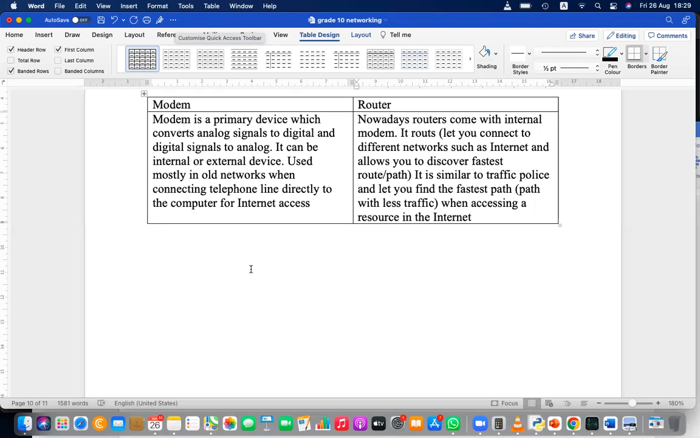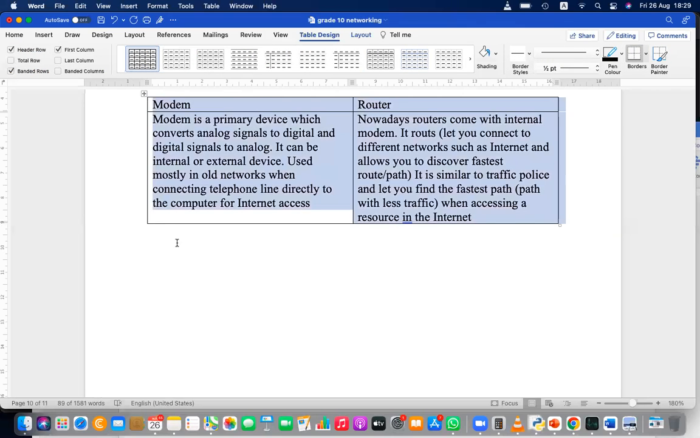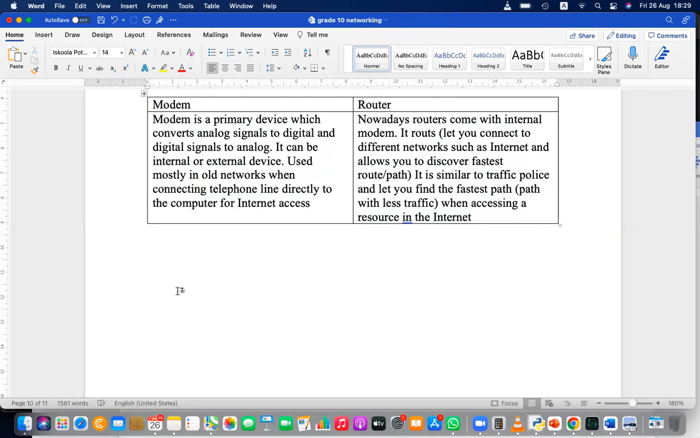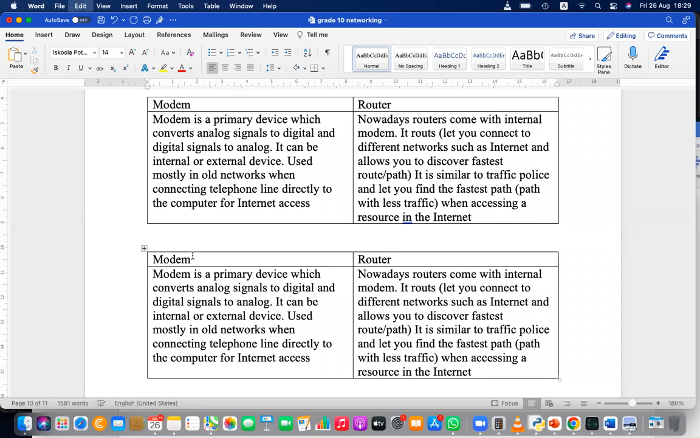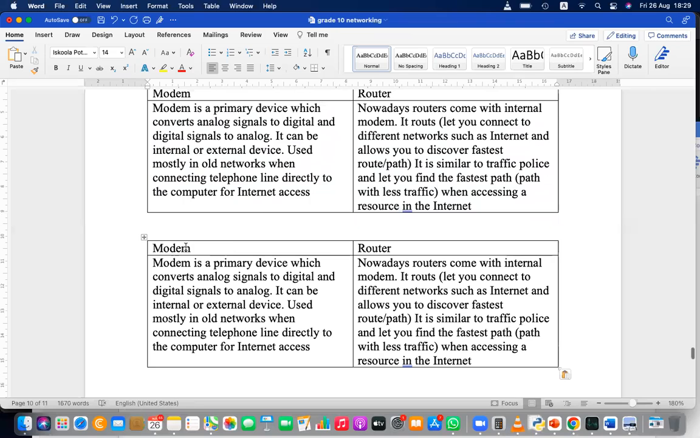Right. Next is, let's compare. Today I just need to give you some target questions. These can be examination questions, that's why I'm saying. On the other hand, can you compare switch and hub? Switch and hub.